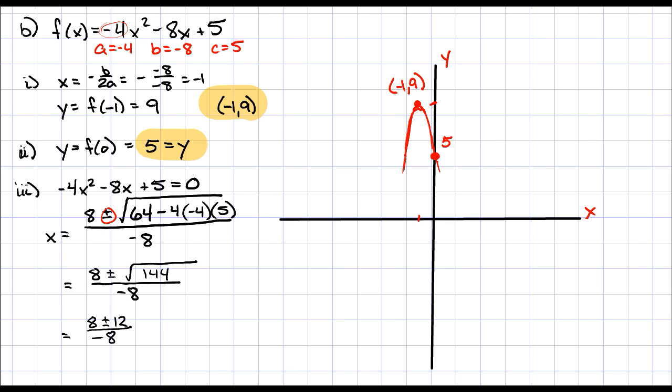So writing those over here, I have x equals 8 plus 12 divided by minus 8. And then if I calculate that, 8 plus 12 over minus 8, that's going to be 20 over negative 8. And that turns out to be minus 2.5. For the other solution, I have 8 minus 12 over minus 8. That's negative 4 over negative 8, or positive 0.5. Okay, so these are my x-intercepts.